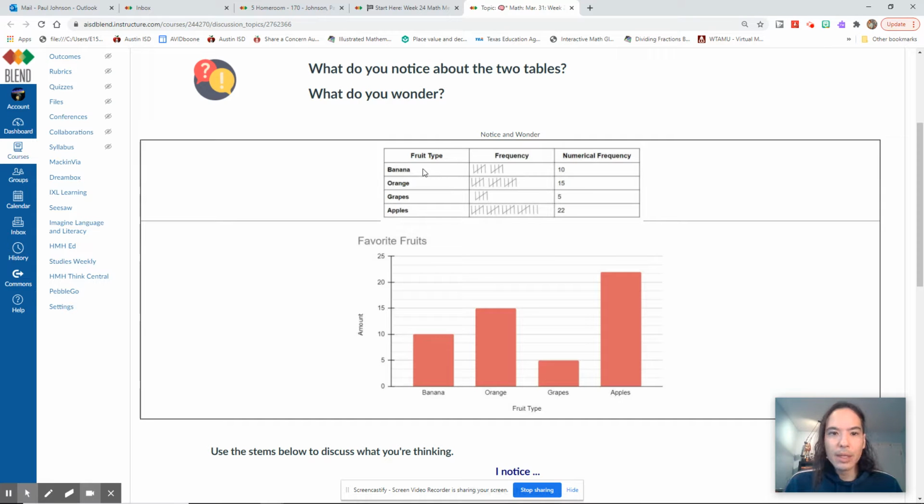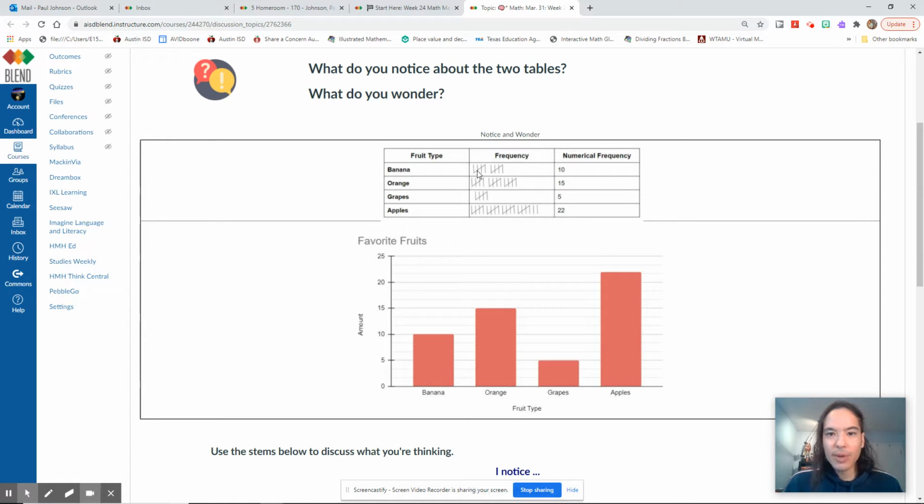All right. So it looks like banana, and we have banana on our bar graph. Looks like orange is on our frequency table. We have grapes on our frequency table. We have grapes on our bar graph. Orange on the frequency table, orange on the bar graph. Apples on the frequency table, apples on the bar graph.